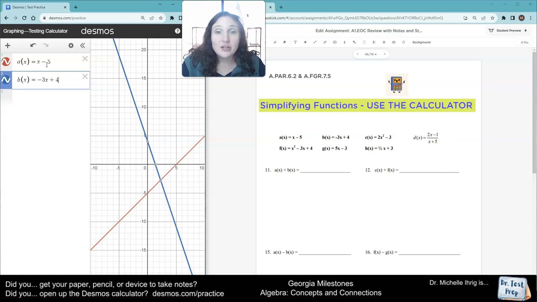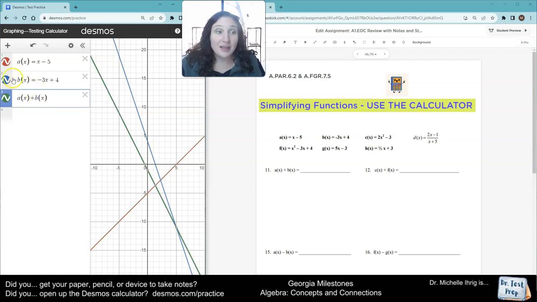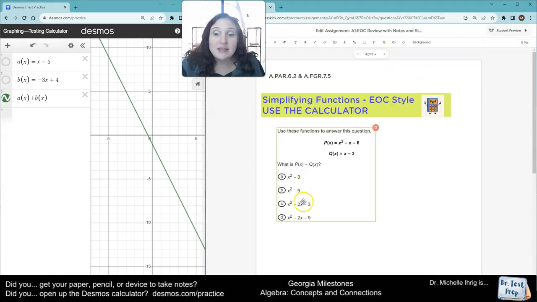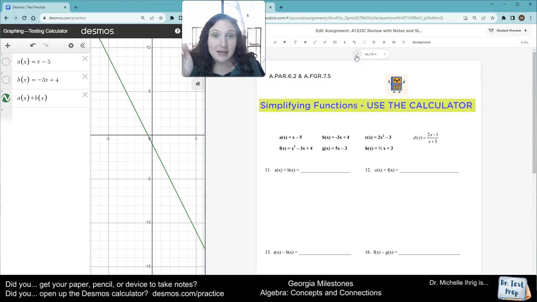And then it wants to know what are the two of them added together. So all you would write is literally a of x plus b of x, and that's the answer. The answer is this green line. Now, in theory, it's not going to tell you what that equation is. So this is when the multiple choice piece comes into play. That's going to be in episode 47 and 48. So you can see that it'll have multiple choice answers that we can test. This video is just practicing typing it in.